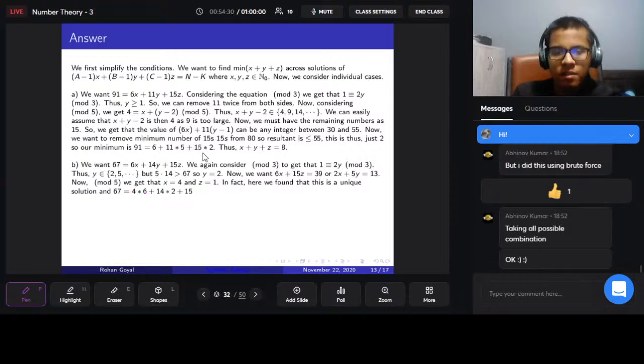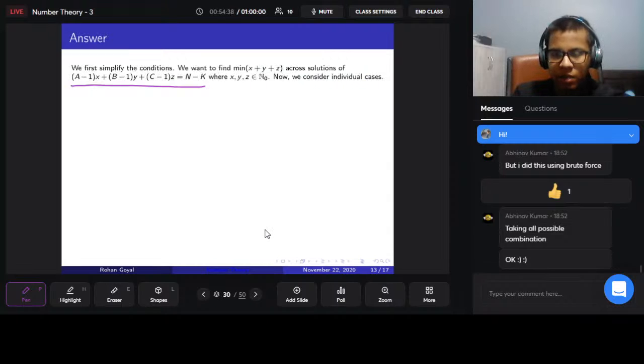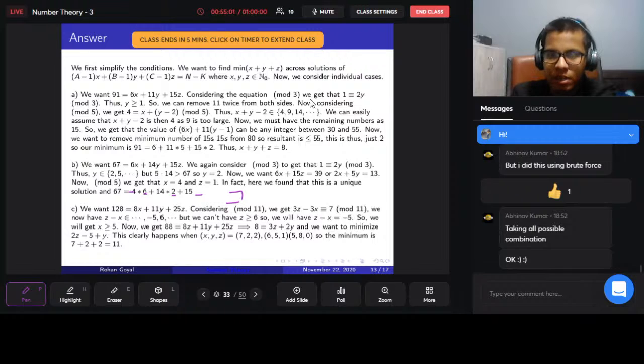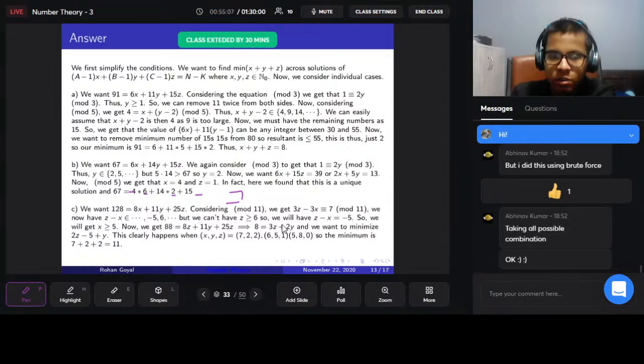The last case, we have 138 minus 10, 8, 11 and 25. So we have 8x plus 11y plus 25z. So immediately let's just consider the number mod 11 and remove the 11y term. We'll get what? This becomes minus 3x and this becomes 3z, because 22 plus 3. So we have 3z minus 3x is congruent to 7 mod 11. So we in fact get z minus x is congruent to minus 5 mod 11.